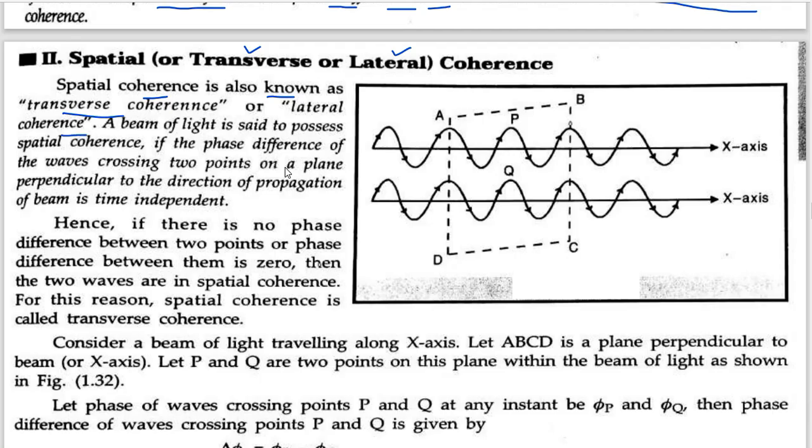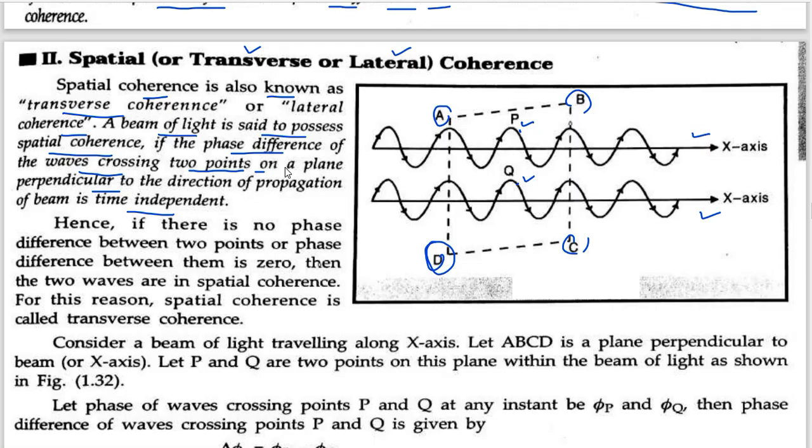Or lateral coherence. A beam of light is said to possess spatial coherence if the phase difference of the waves crossing two points on a plane perpendicular to the direction of propagation of the beam is time independent. Okay, look at the figure. Suppose there are two waves traveling along the x-axis. Let's draw a plane, A, B, C, D, perpendicular to the wave propagation. Suppose there are two points, P and Q. If the phase difference between P and Q remains constant, that is called spatial coherence.